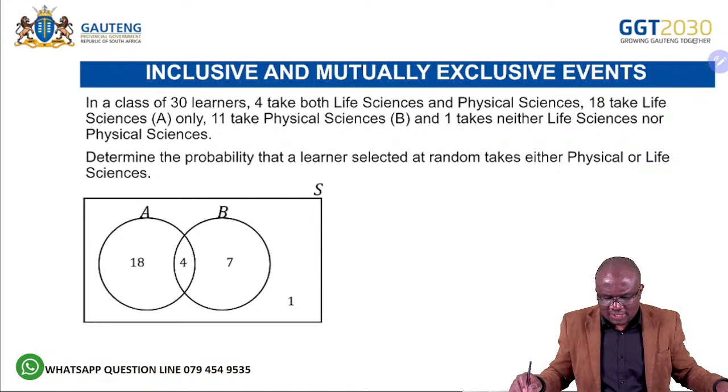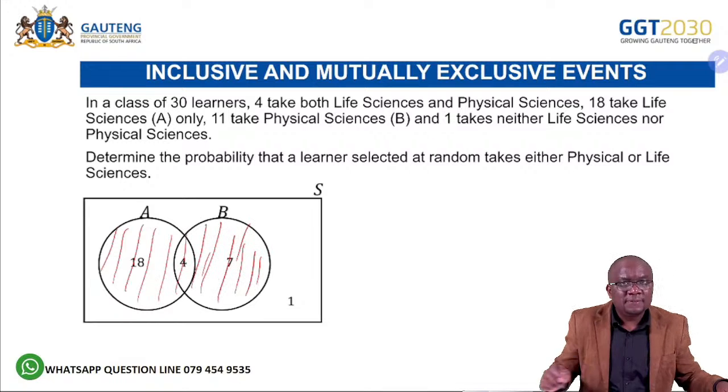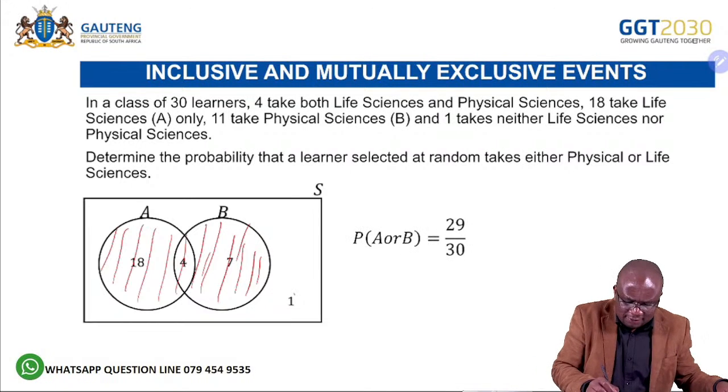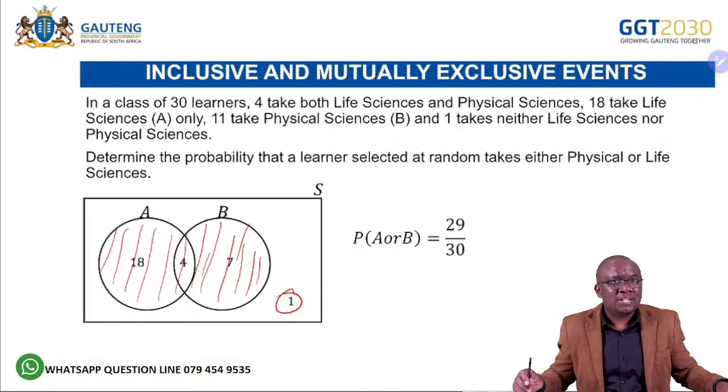Determine the probability that a learner selected at random takes either physical sciences or life sciences. What's the probability there? We are looking at this region here. A union B is going to be 29 out of 30. You see that? So we have 1 here. We can also say 30 over 30 minus 1 over 30, which is 29 over 30. Okay? Right.